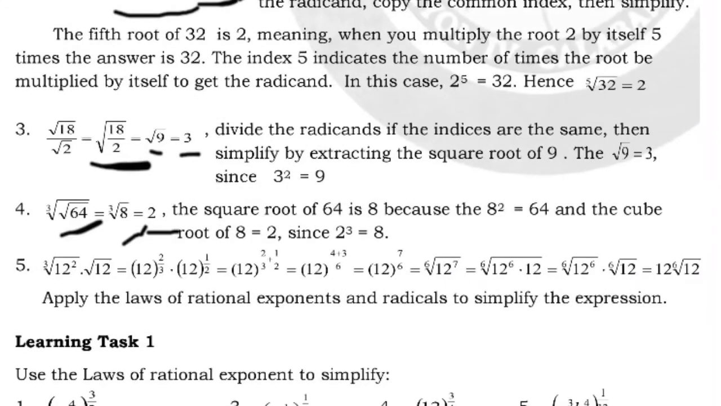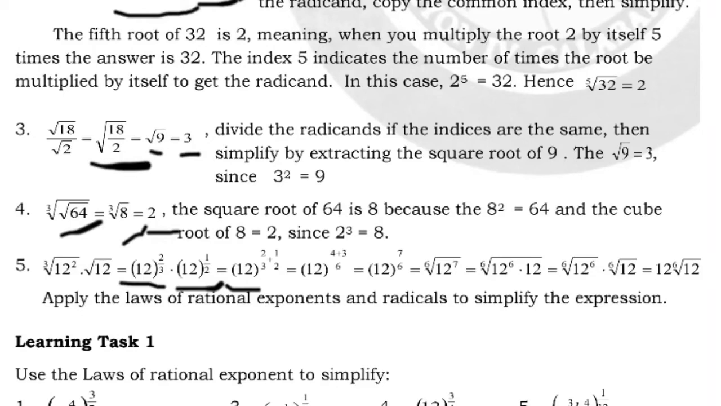Number 5, cube root of 12 squared times square root of 12. So cube root of 12 squared, we can express this one as exponential expression, 12 raised to the power of 2/3. Square root of 12, we can express that one as 12 to the power of 1/2. Then multiplying this one, applying product of powers, we can just copy the base 12, then add exponents 2/3 and 1/2.